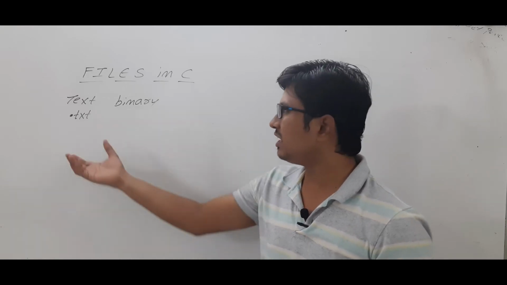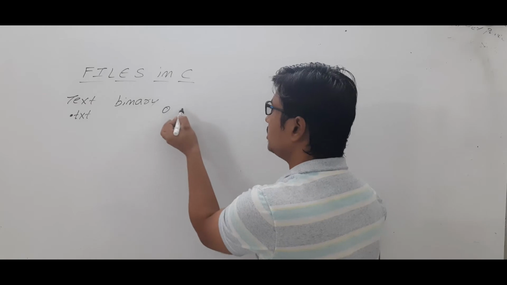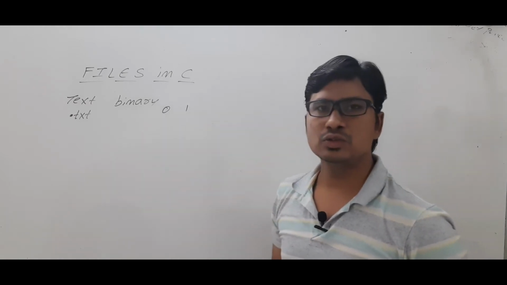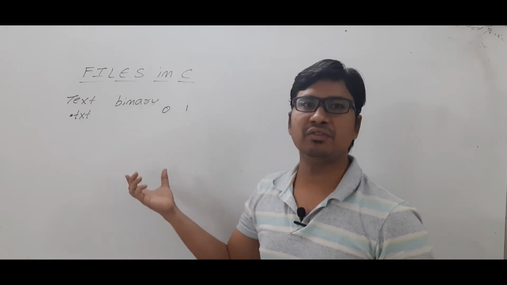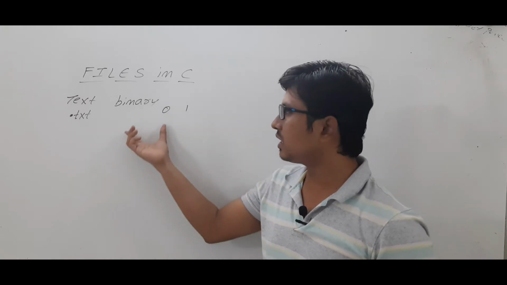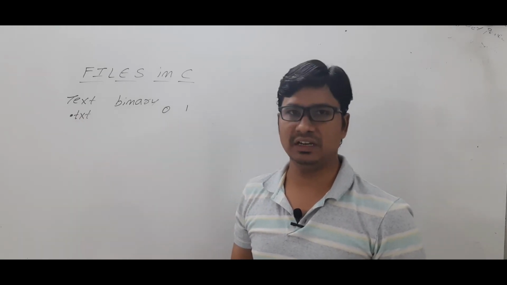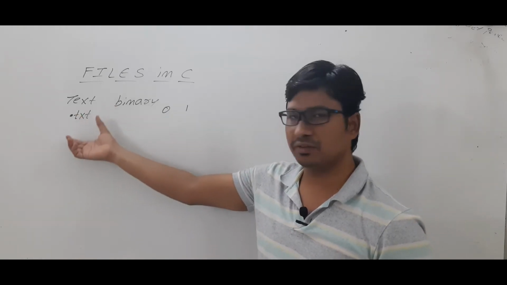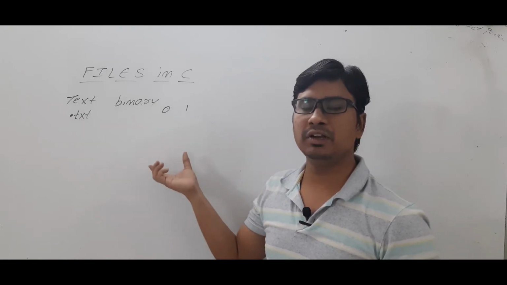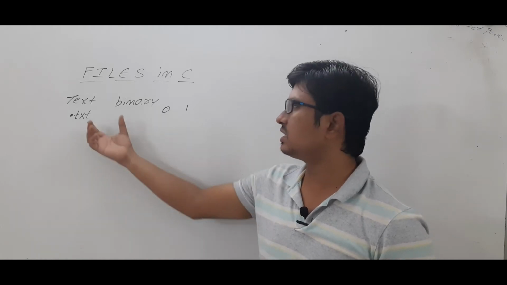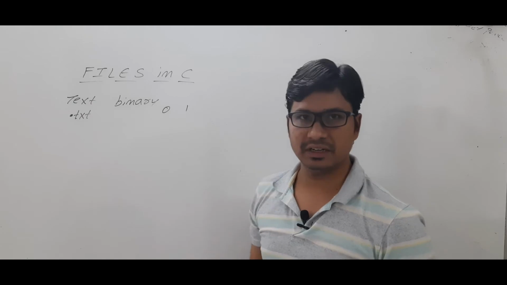But when it comes to the binary file, it will consist of all the information in terms of zeros and ones. So it is not easily readable, but however the information in the binary file is secured and you can store more information in the binary file as compared to the text file. Meaning that if you enter some information and store the same information in the binary file, the memory occupied will be less. So those are the two types of files: text files and binary files.